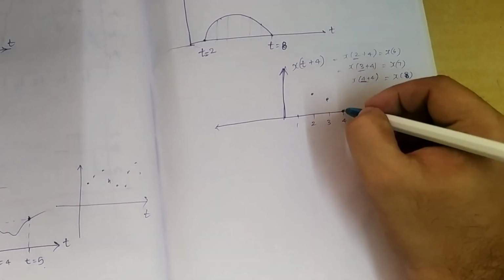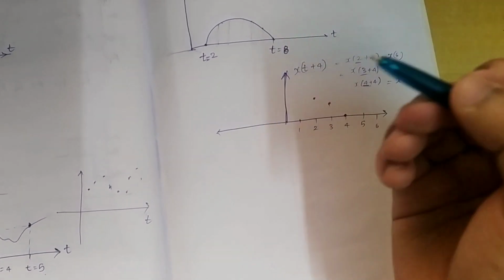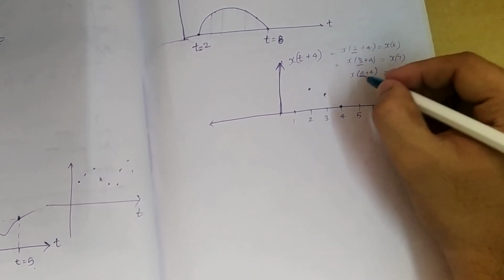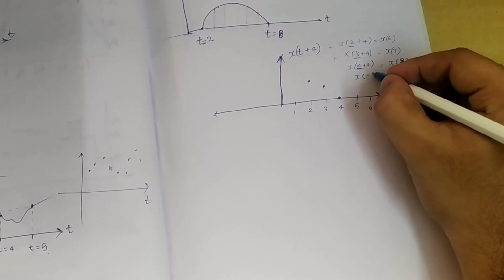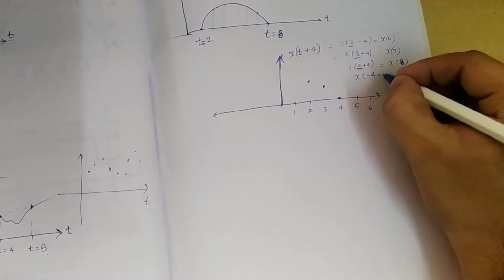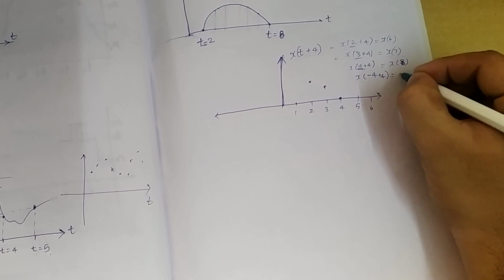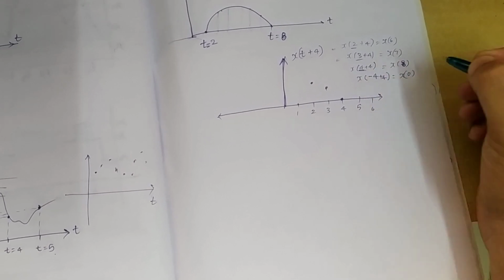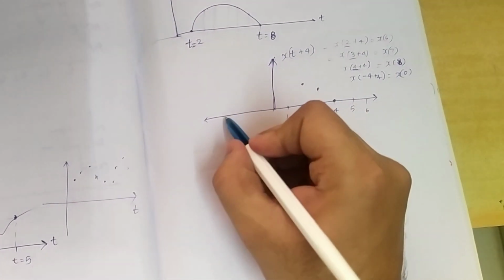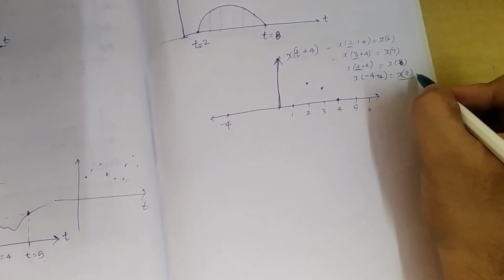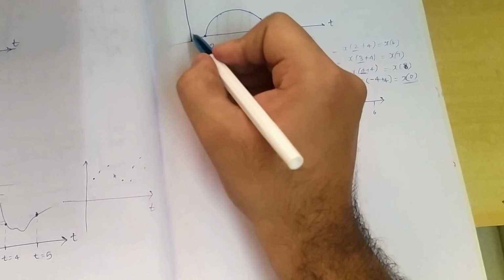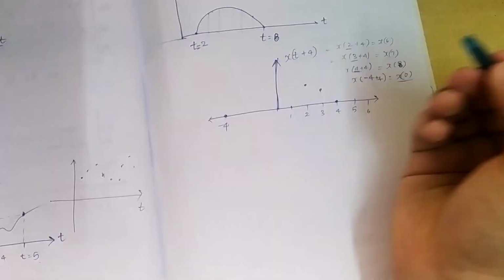So like that I have to put, let's suppose I'm putting x of minus 4 plus 4, which is equal to x of 0. So at x of minus 4, let's suppose minus 4 is somewhere here, I have to put something at whatever is there in x of 0. What is there in x of 0? It is 0 only, so I can keep it as 0 only.